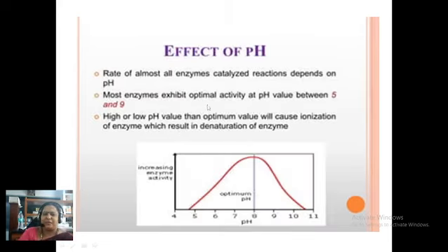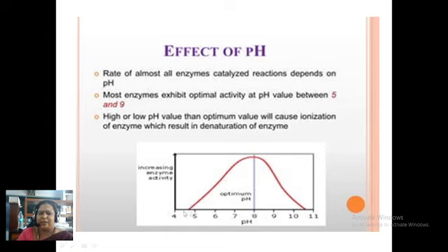Effect of pH. Here also the same process. Rate of almost all enzyme catalyzed reactions depends on pH. Most enzymes exhibit optimal activity at pH value between 5 and 10. High or low pH value than optimum value will cause ionization of enzyme, which results in denaturation of enzyme.